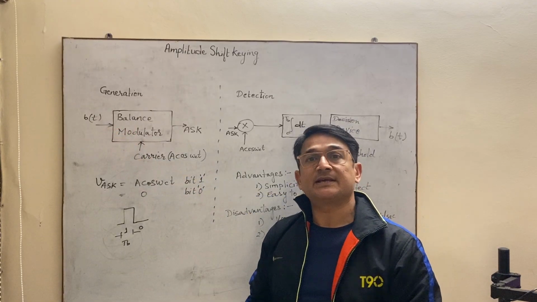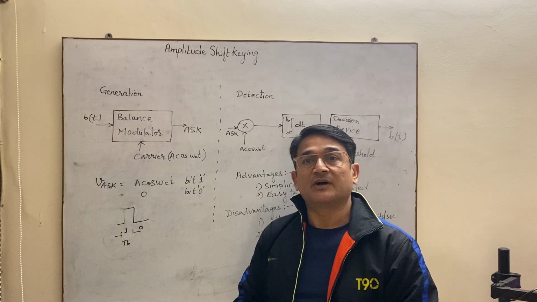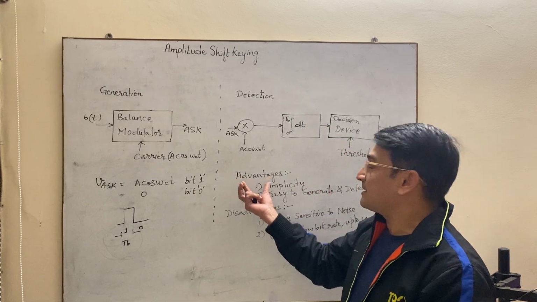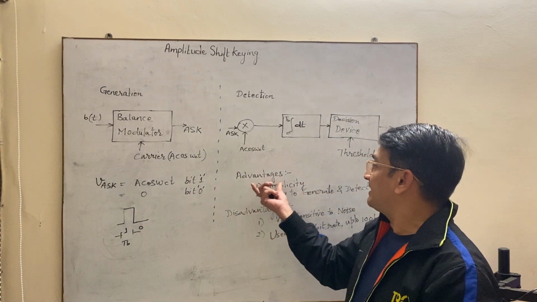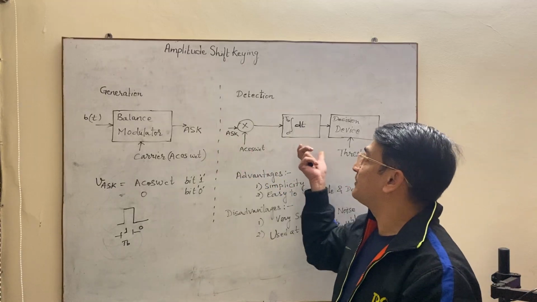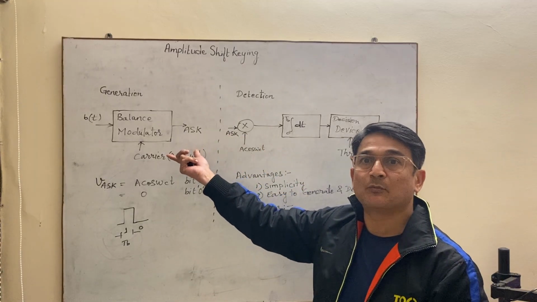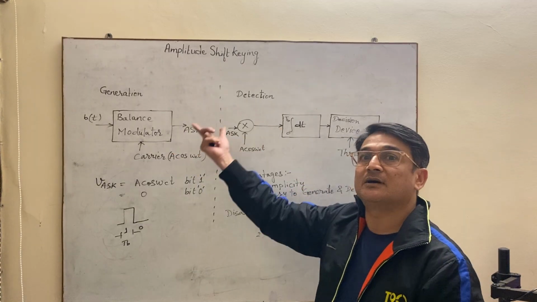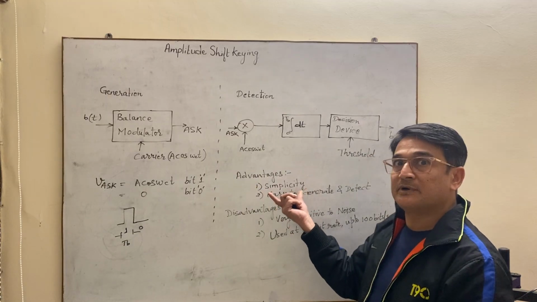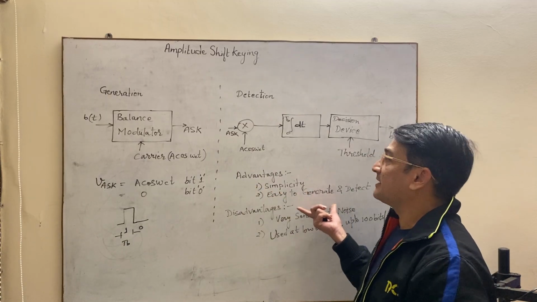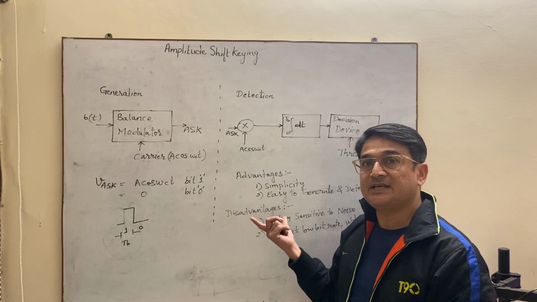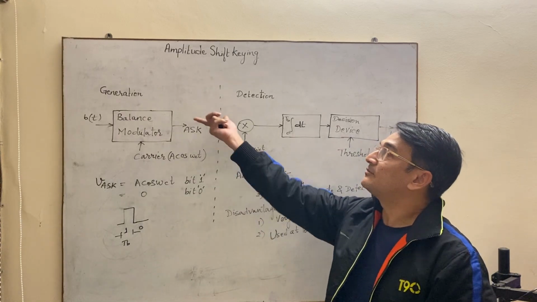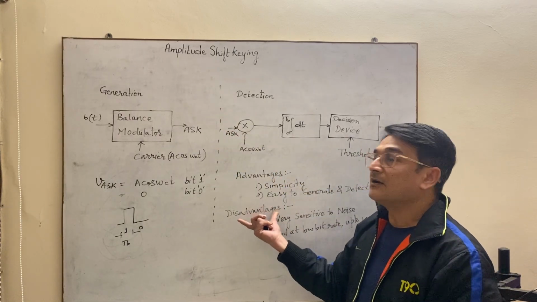This is how your basic amplitude shift keying functions. Now there are some advantages and disadvantages of ASK. First, the advantages: its simplicity. As you can see, the circuitry is very simple, so the operation is simple. Then second, it is easy to generate and detect. Generation and detection circuits are easy. So these are the advantages of amplitude shift keying.